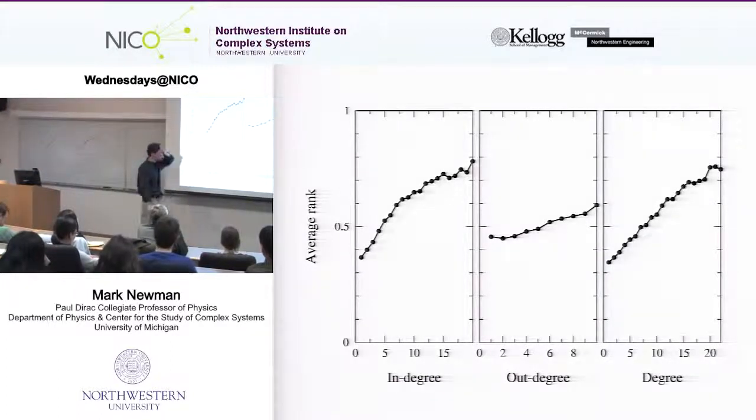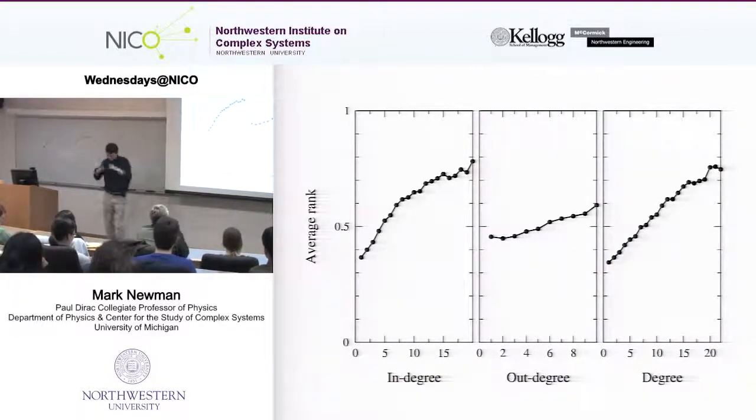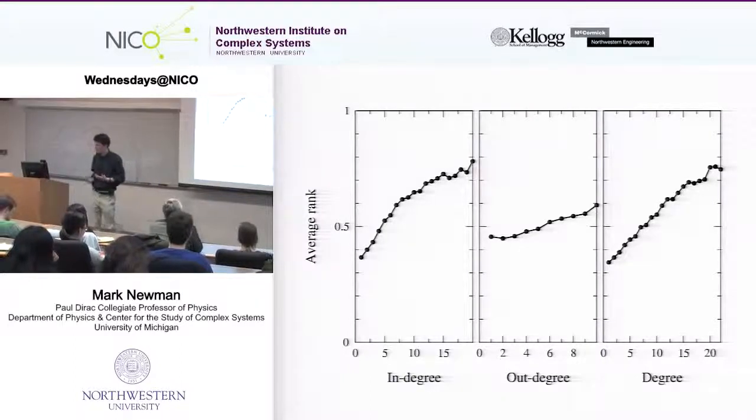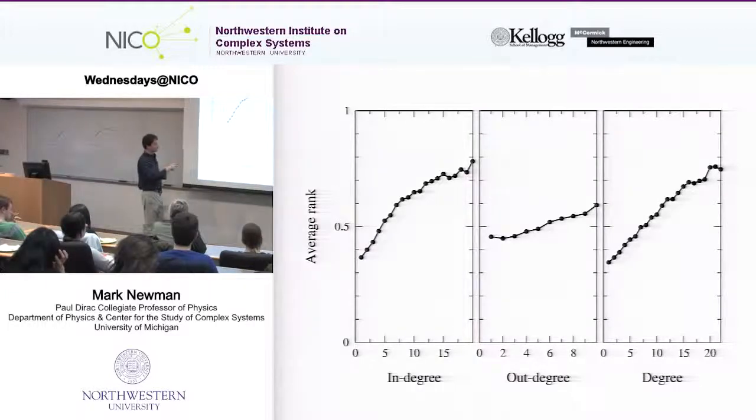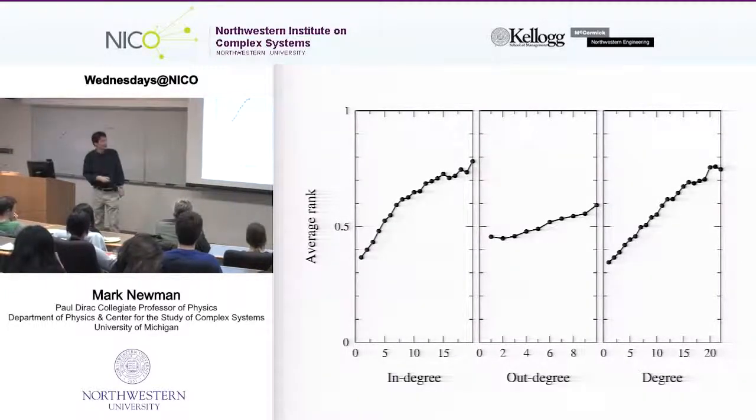So that's what these plots are showing. In degree is how many people's edges were pointing to you, how many people said that they were friends with you. And what this is showing is that your rank is strongly positively correlated with your in degree. If you're more popular, then you also have higher rank. We also checked it against out degree. How many people did you say you're friends with? And there's a modest positive correlation there. It does go up, but it's a lot less of an effect.